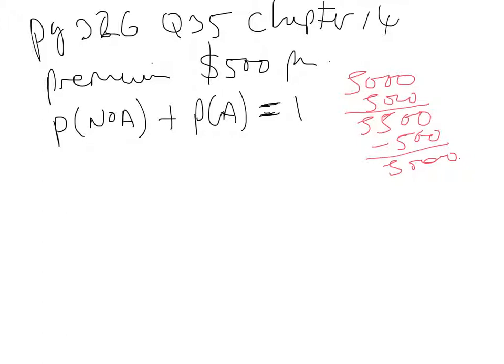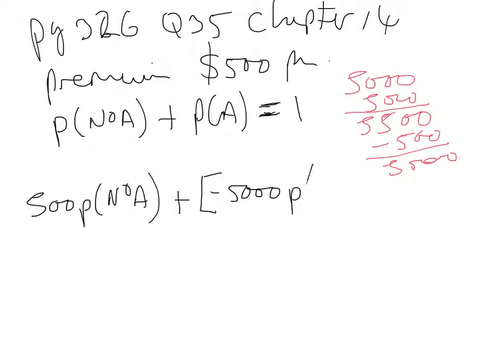So what we can do now is go and write our statement. So it's going to be 500 times the probability of no accident, plus, it's going to be the minus $5,000 times the probability of an accident, and that's going to equal 0. Yeah, that's pretty good. Now what we've got here is that we've got two unknowns, only one equation. One unknown, another unknown, and only one equation.